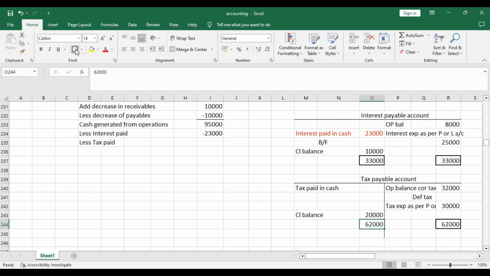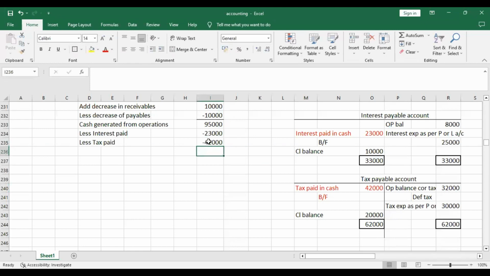Closing balance 20,000. 62,000 minus 20,000 is equal to 42,000. Are you clear? Okay, 42,000. Hope you are able to understand. So this is again a balancing figure. You have to take this to the operating. So how much do we have to take to operating? Here we are coming to operating minus 42,000.